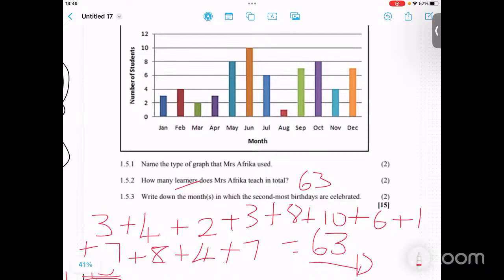Okay, do we have any questions so far? Are we all good? No, ma'am, no question. Perfect. Now, 1.5.3 says write down the months in which the second most birthdays are celebrated. Write down the month or months in which the second most birthdays are celebrated.